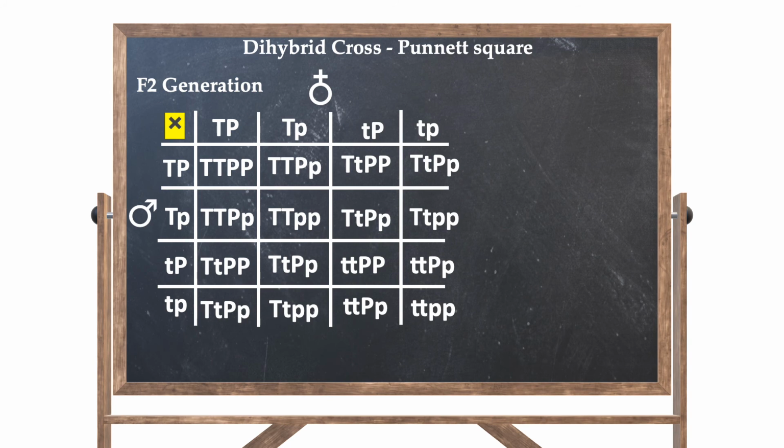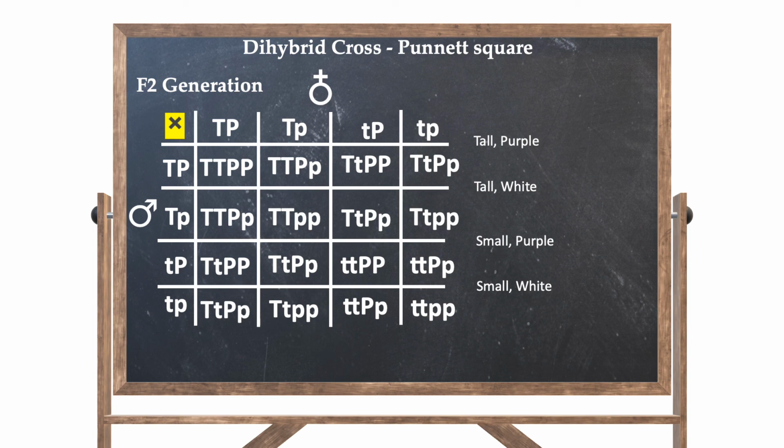Let us count the different combinations now. These are the four different possible combinations. The first one would be tall with purple colored flowers, tall with white colored flowers, dwarf with purple colored flowers, and dwarf with white colored flowers.